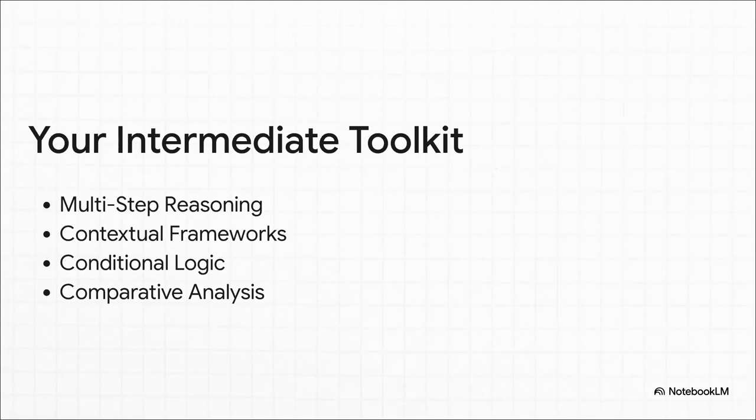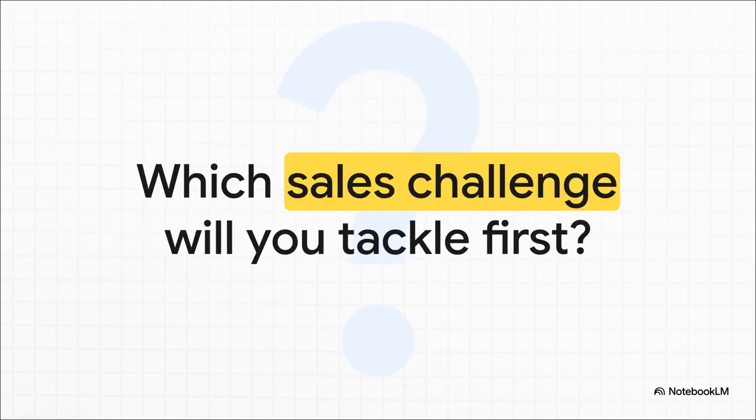So, let's do a quick recap of your new intermediate toolkit. You've got multi-step reasoning to guide the AI's thought process. You've got contextual frameworks to give it the full picture. You've got conditional logic to plan for different scenarios. And you've got comparative analysis to help you make smarter strategic choices. Mastering these techniques really does transform your AI from just a simple assistant into a powerful strategic partner. So, the only question left is this. Which one of your toughest, most complex sales challenges are you going to tackle first with this new strategic toolkit?